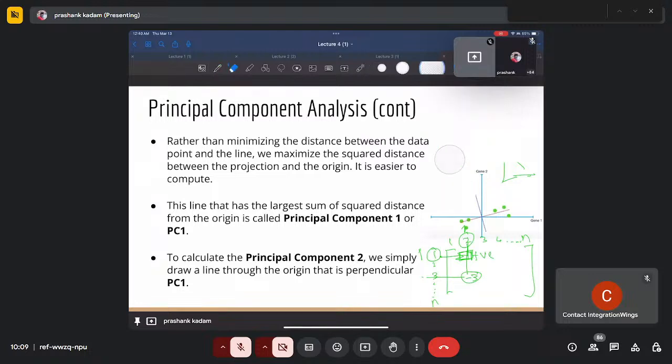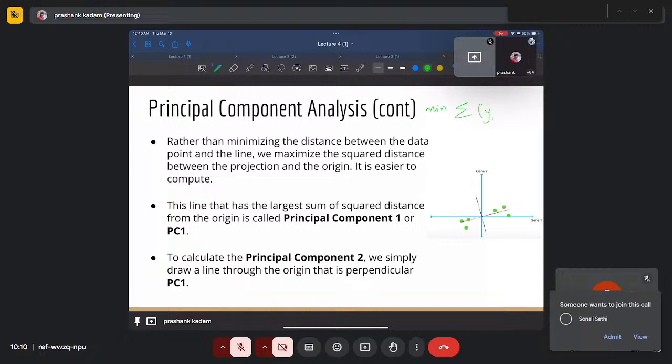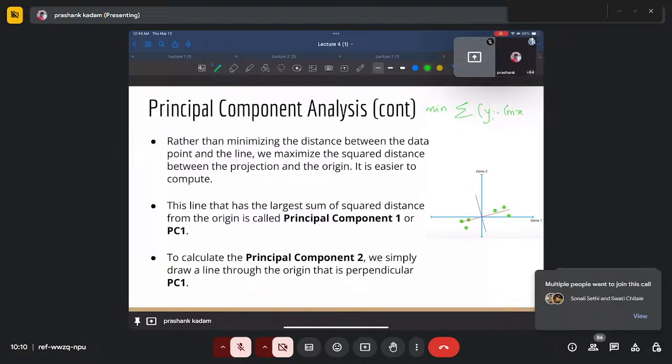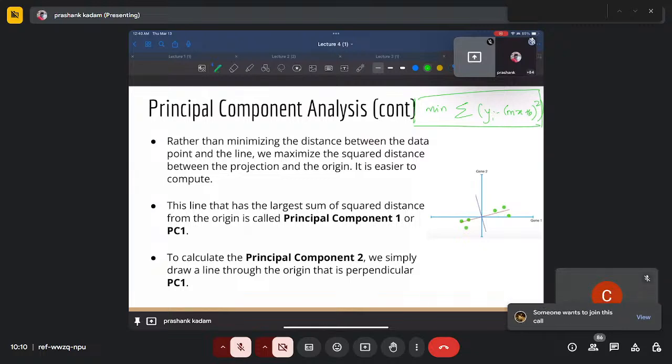Let me clean this up a little bit. Sorry. In linear regression, what were we doing? We were simply minimizing over all your data points the same equation that we saw a couple of days ago, the squared error of mx plus b. This is your cost function. You run gradient descent on this, and you come up with the optimal values for m and b, and that's your line.